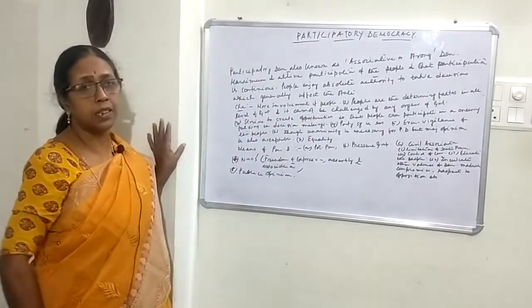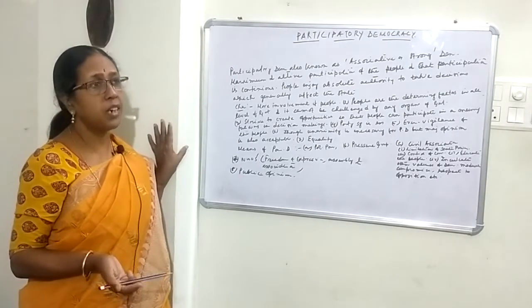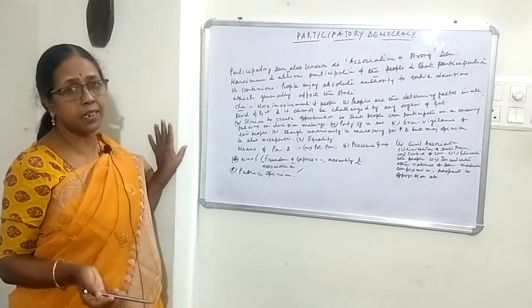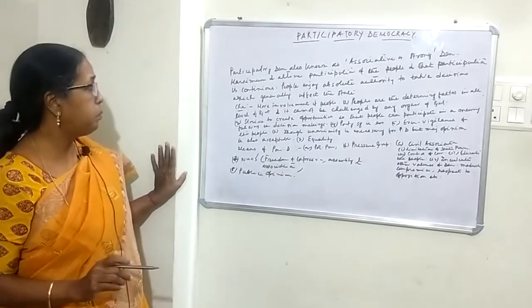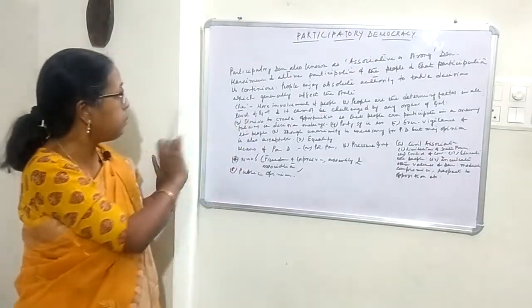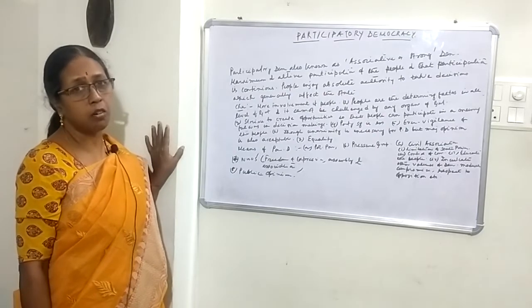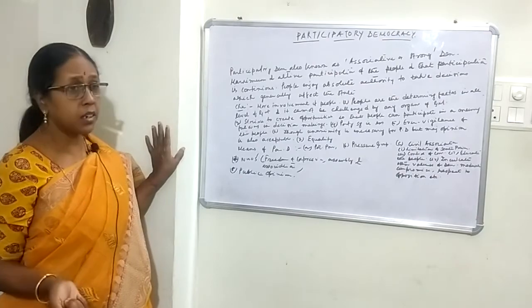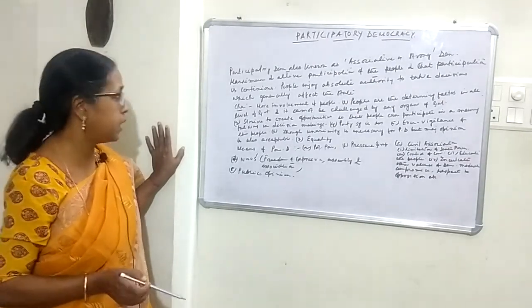That means in a representative form of government, what happens is that during the time of election, people directly participate or express their opinion through the ballot box for a temporary period. But in participatory democracy, the participation of the people should be a continuous one. It should not take place at one time and at other times people remain inactive.